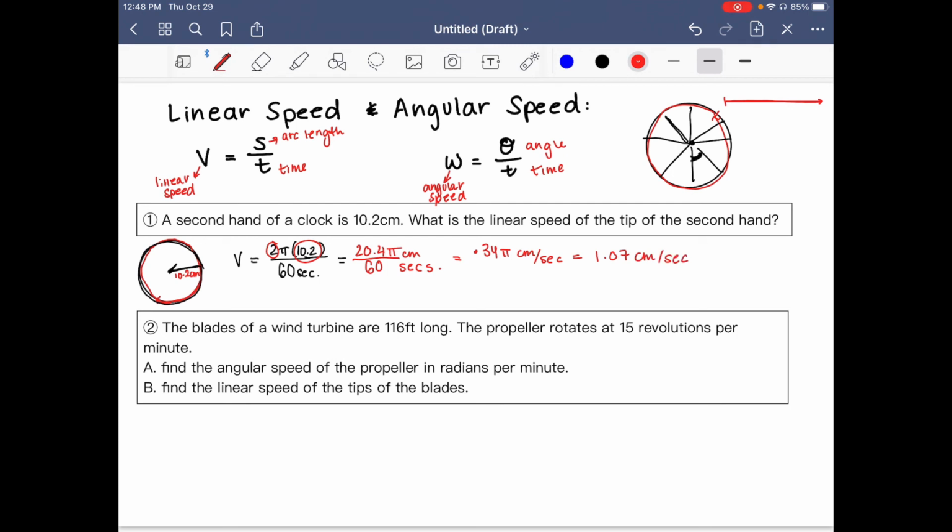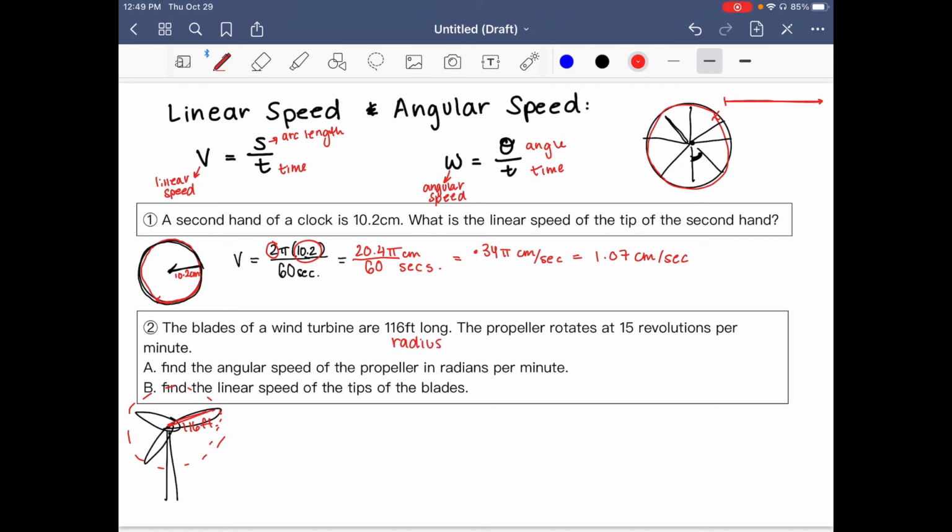Now this last problem, the blades of a wind turbine are 116 feet long. Okay, a wind turbine is that thing that you might see in the desert. It looks like this, a giant propeller, and the blades spin around and around, powered by the wind. So they're saying one of these things is 116 feet long. That looks like, right, they're going to spin in a circle. 116 feet seems like our radius.